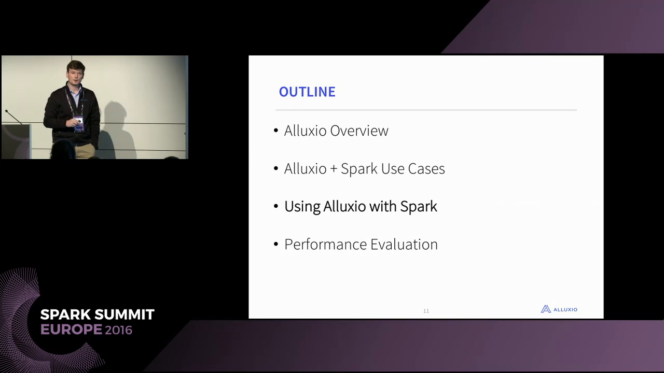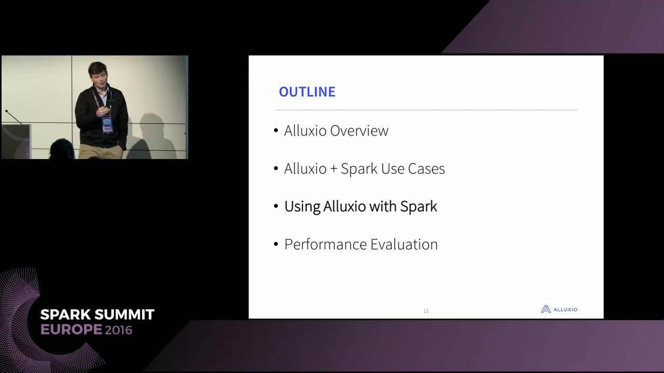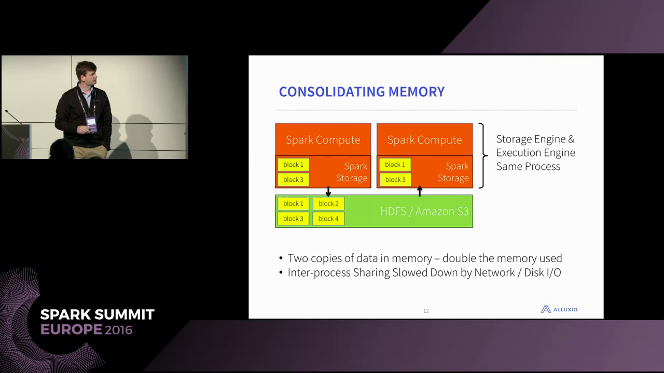So after talking about some of the production use cases, illustrating the viability as well as the potential of the performance benefits that Alluxio can provide for Spark applications, I'm going to talk a little more about some of the qualitative benefits as well as the recommended way for using Alluxio with your Spark applications. So the first qualitative benefit I want to call out is that of consolidating memory.